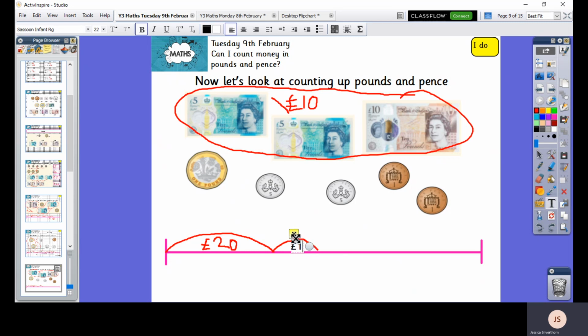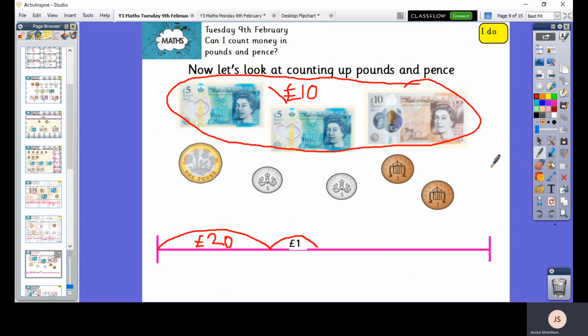There we go. I can also see, because I've got some 1 pennies here as well, I don't want to be confused about whether I'm adding on pennies or pounds. Okay, and then I need to look at the next set of coins. So here I've got two 5p coins. Now, because they're the same, they're a bit like the two £5 notes. Two 5p pieces I would count up in fives, and I would find that they are the same as 10p.